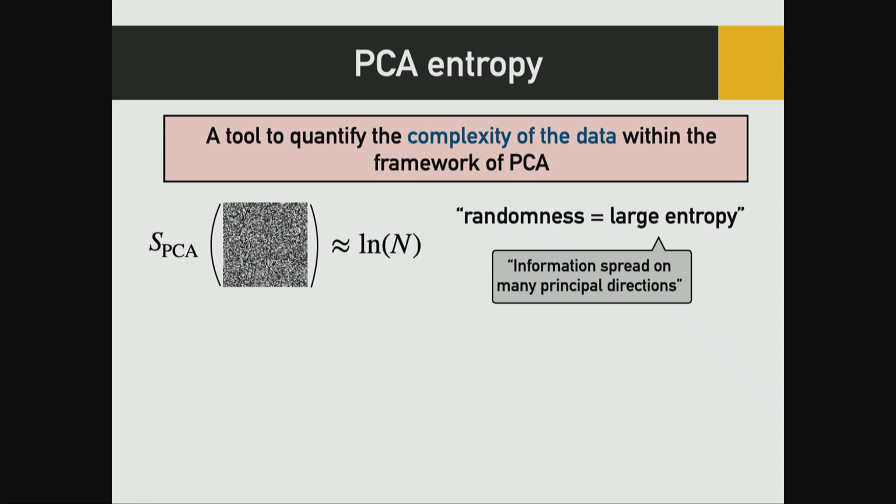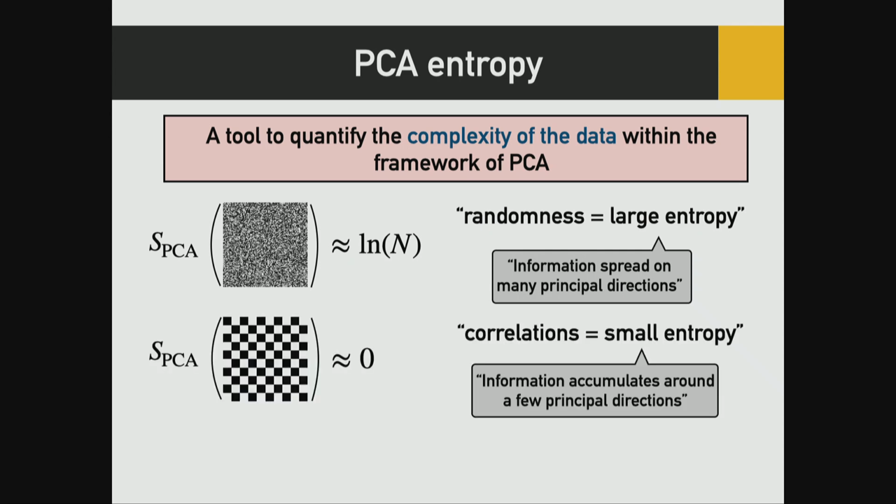Okay, so here is how it works in pictures. Suppose that your data set looks like that image over there, which is essentially white noise. If you do the PCA analysis and compute this entropy, as I just told you, you would get a number that is very large. In fact, it's going to be of order log n, where n is the number of degrees of freedom in your data set. This is very intuitive for an entropy: the more randomness you have, the larger the entropy will be.